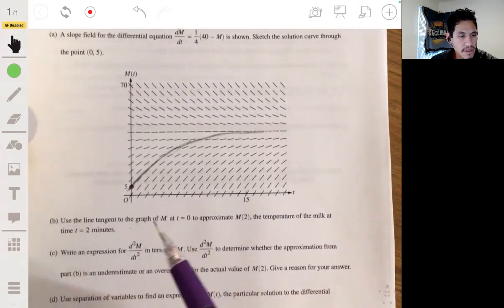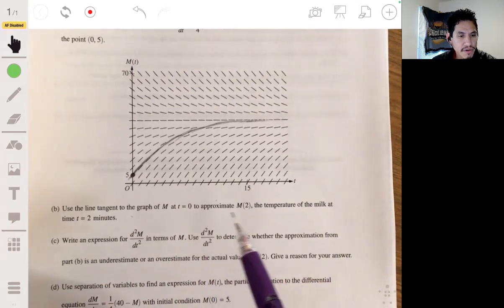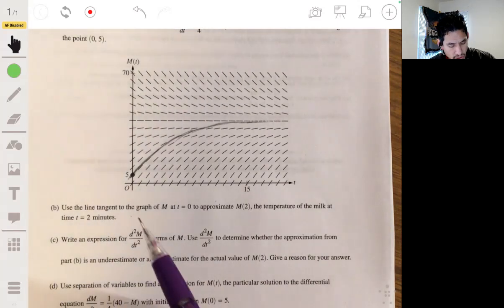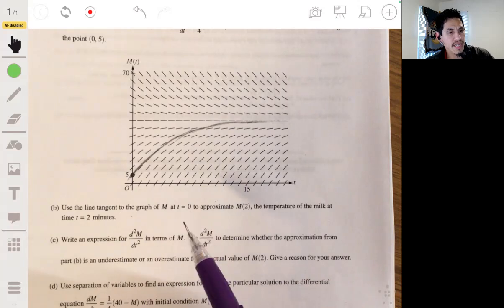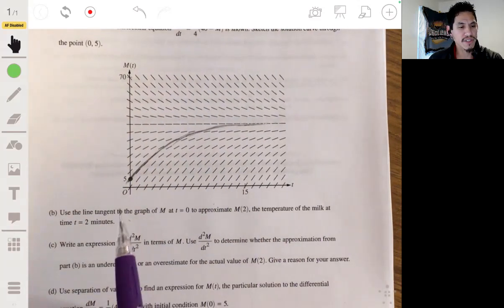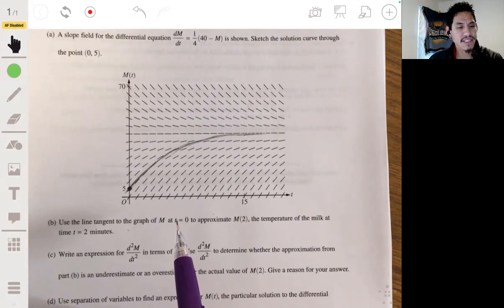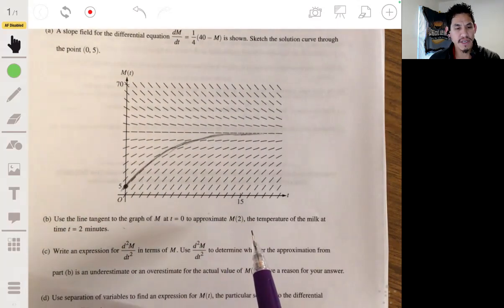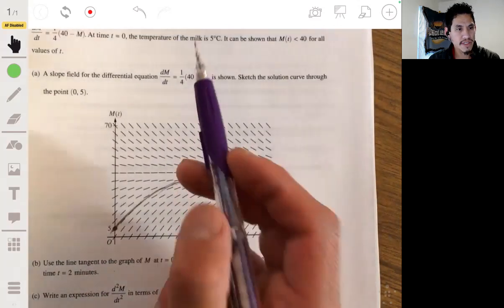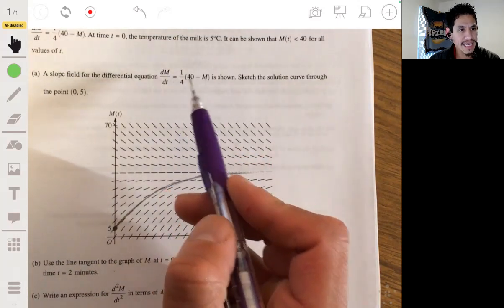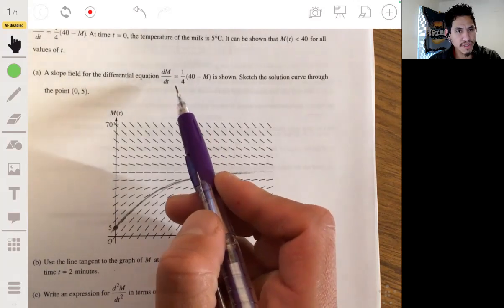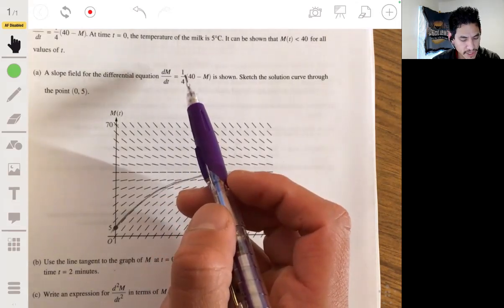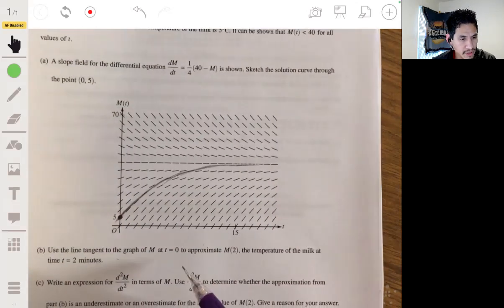Part B. Use the line tangent to the graph of M at t equals 0 to approximate M of 2, the temperature of the milk at time t equals 2 minutes. Okay, so what this is saying is that we're going to find the rate of change at t equals 0 and use that rate of change to estimate what happens 2 minutes later. This is the rate of change we're given. And let's figure out what the actual value of the rate of change would be when you plug in 0 for t.